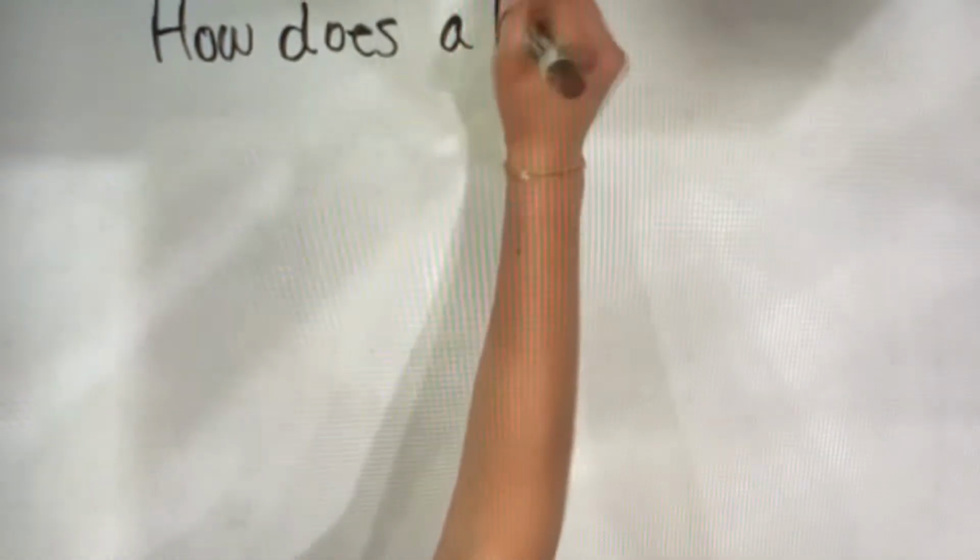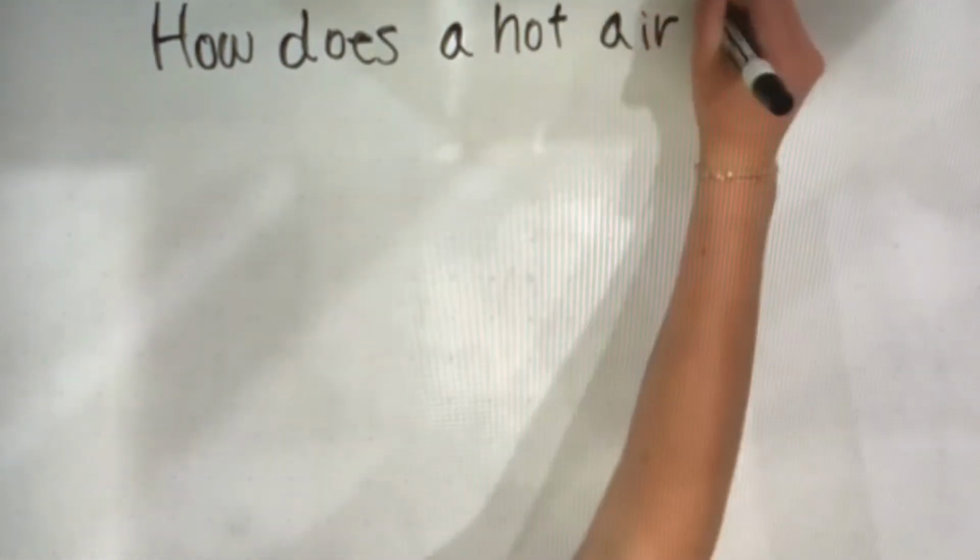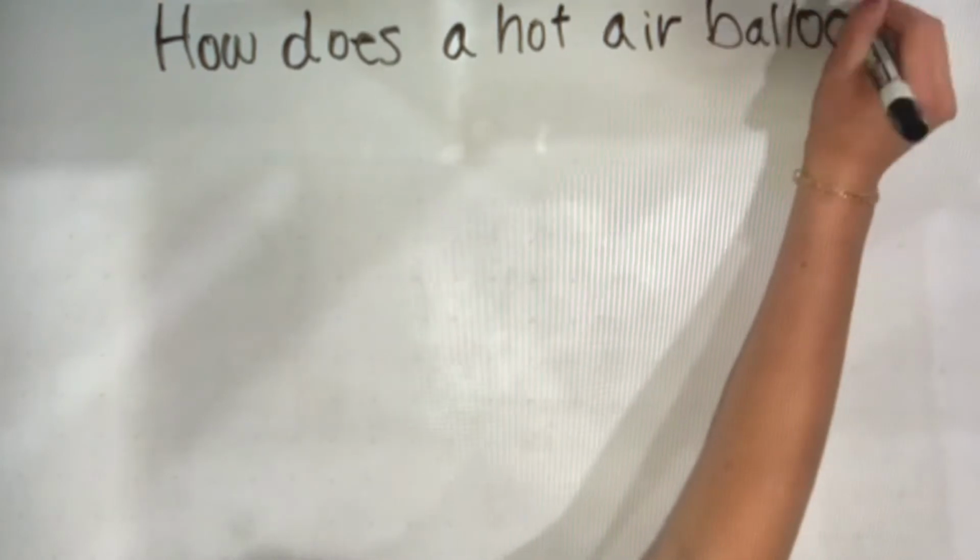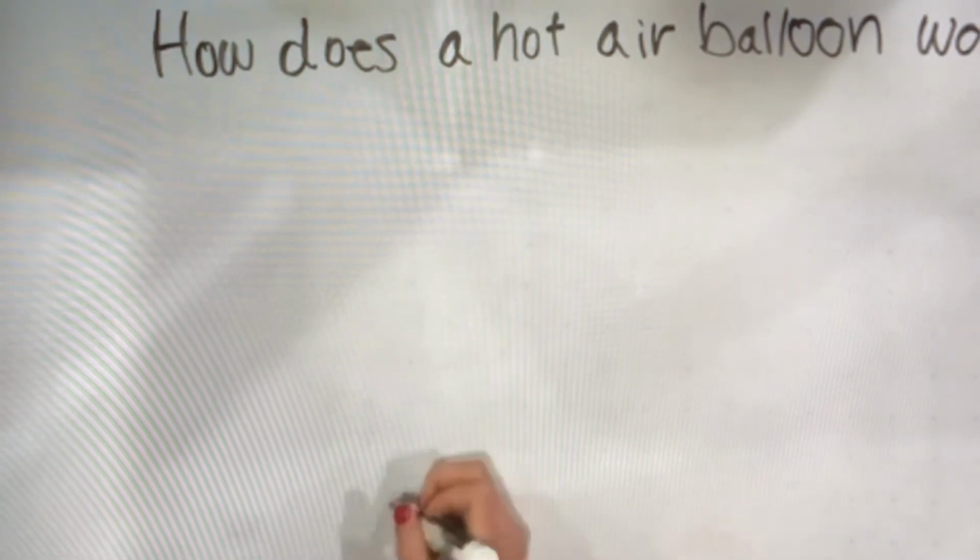Next, how does a hot air balloon work? The basis of how the balloon works is that the warmer air rises in cooler air. This is because hot air is lighter than the cool air, as it has less mass per unit of volume. Mass can be defined by the measure of how much matter something contains.